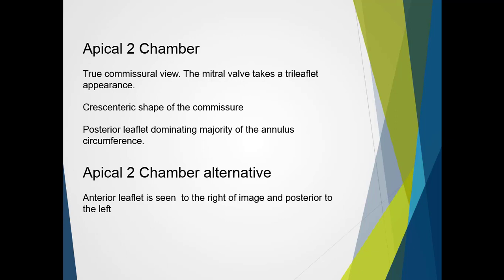The anterolateral papillary muscle is removed when we go to the apical 2-chamber alternative view. By rotating counterclockwise a little bit further, we move away from the anterolateral wall to the true anterior wall. The anterior leaflet is seen on the right of the image and the posterior leaflet to the left. And again, we've now got an oblique view through the leaflet commissure.